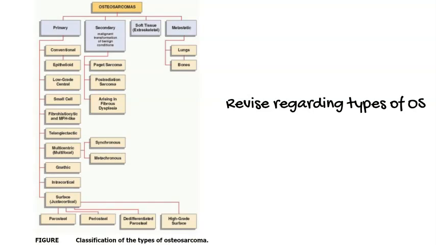For secondary, osteosarcoma is due to malignant bone transformation of a benign condition, for example, Paget's, post-radiation sarcoma, or fibrous dysplasia. For soft tissue, extraskeletal, and metastatic, the commonest is from the lungs and can affect the bone.